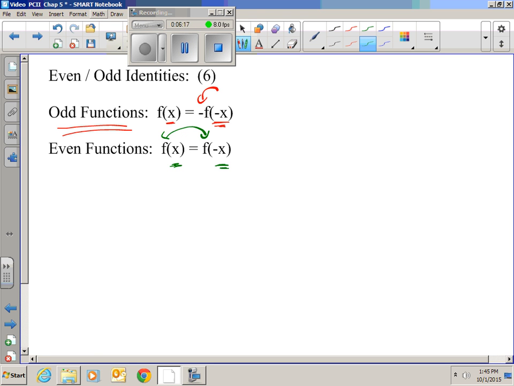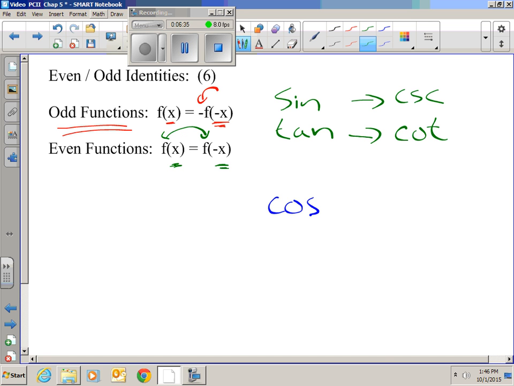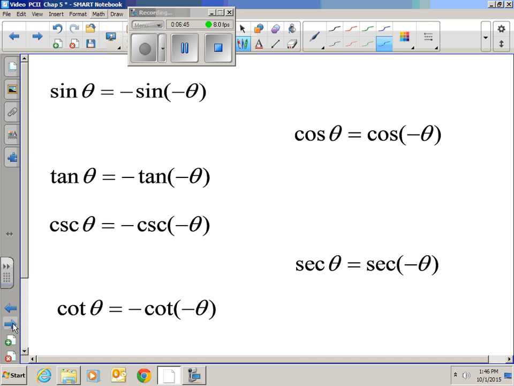What you need to keep in mind now is that in trig, sine and tangent are both odd, while cosine is going to be even, which means if sine is odd, cosecant is odd, and if tan is odd, cotan is odd. Likewise, if cosine is even, then secant is also even. So, get these down into your notes.